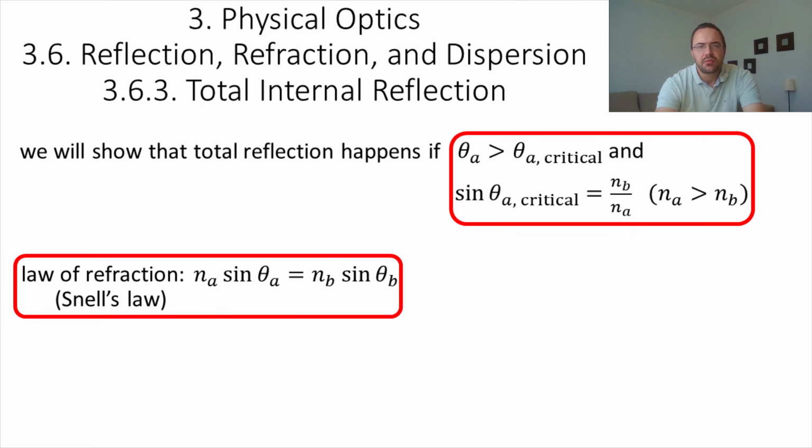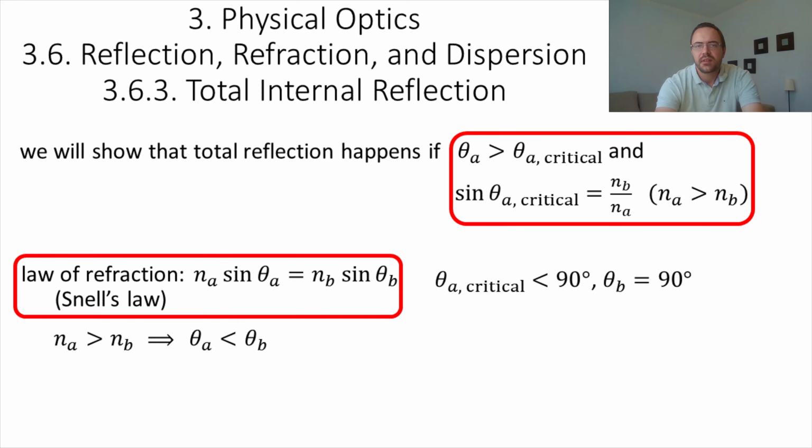As we saw in the previous video, because of Snell's law, NA sine theta A is equal to NB sine theta B. So if NA is larger than NB, for example, when light goes from glass to air, then theta A is smaller than theta B. And also because of Snell's law, if you increase theta A, you also increase theta B. But if theta B is larger than theta A, then it means that theta B will eventually reach 90 degrees before theta A. Right? So there will be an angle theta A critical for which theta B is already at 90 degrees. And because theta B cannot be more than 90 degrees, we don't have any refraction anymore above that angle.